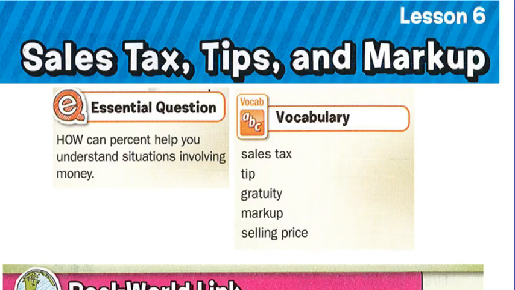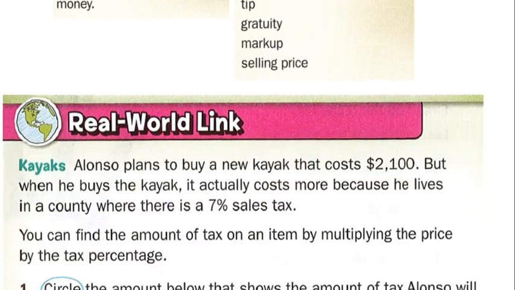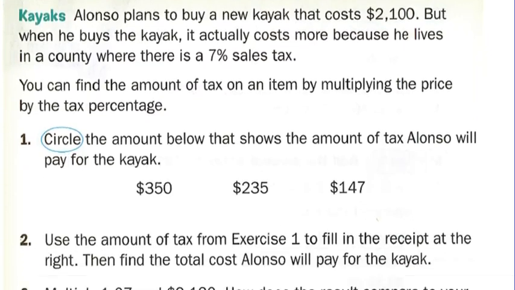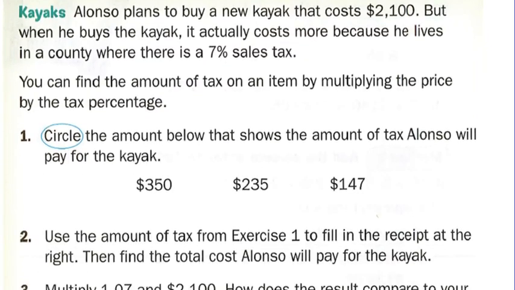real life. If we look at our vocab over there, we see we have sales tax, tip, gratuity, markup, and selling price. So let's look out for those words as we go through. So our real world link. Kayaks. Alonzo plans to buy a new kayak that costs $2,100.